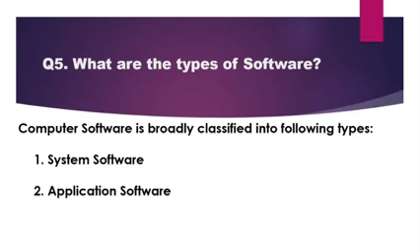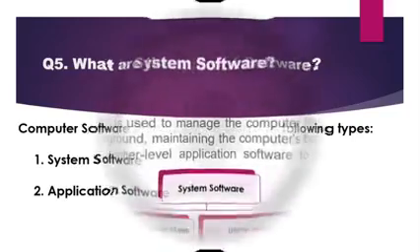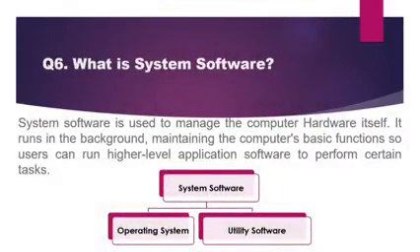अब हम लोग चलते हैं क्वेश्चन नंबर 6 की ओर. क्वेश्चन नंबर 6 में क्या है? What is system software? तो system software क्या है? A system software is used to manage the computer hardware itself. It runs in the background, maintaining the computer's basic functions, so user can run higher level application software to perform certain tasks. A system software is divided into two categories, that is operating system and utility software.